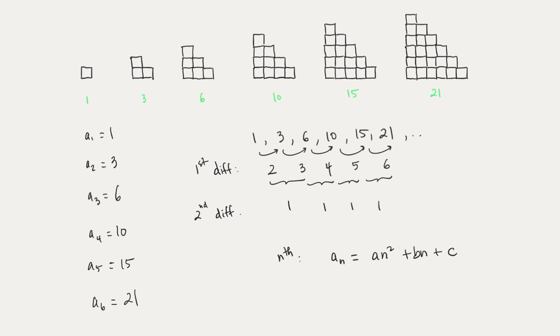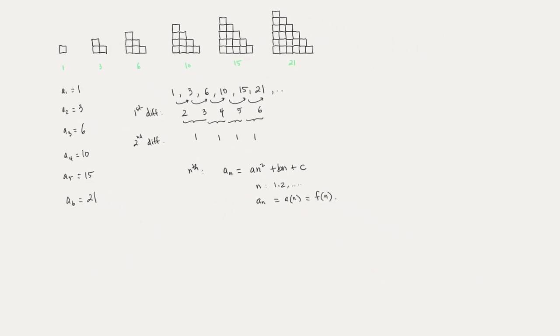The domain of this function is the set of integers n going from 1 to 2 to infinity. These are counting numbers. And the range will be a sub n. A sub n is the function in terms of n. From the sequence, we see that when n equals 1, f of 1 is 1, or a sub 1 equals 1. When n equals 2, f of 2 is 3, where a sub 2 is 3. When n equals 3, f of 3 is 6, where a sub 3 is 6.